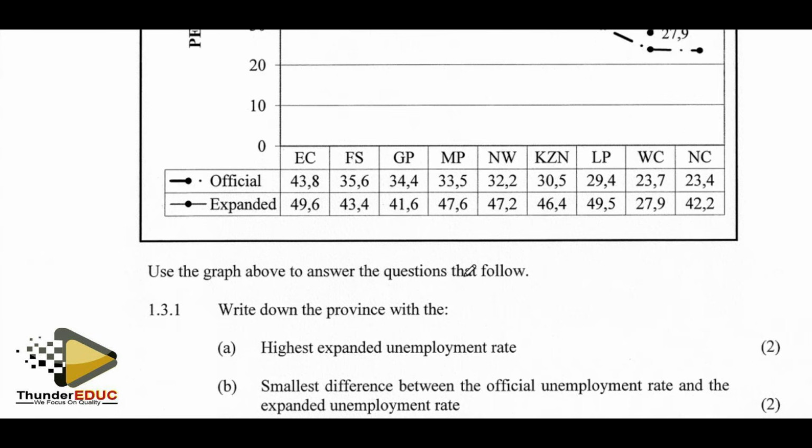Right now, the province with the highest expanded unemployment rate, the highest expanded. Look at that. We have expanded is this one. We go through all these numbers and we find out it's this number here. So which province is it? It's the EC, which is the Eastern Cape.